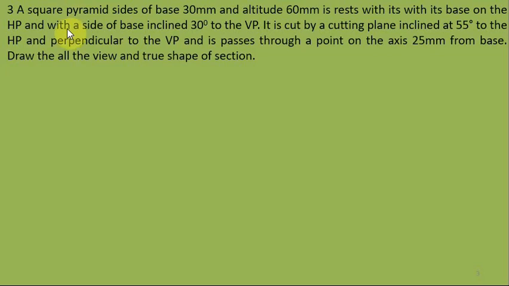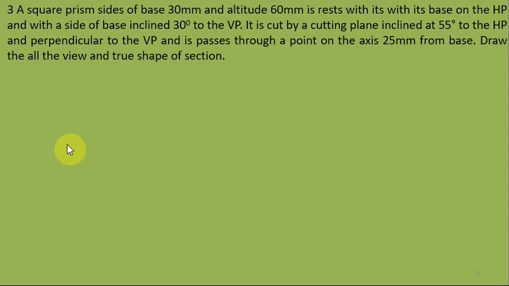So the first step, read the question and find which is the object. It's a square pyramid. Since it's the first problem, to make it simple, instead of a pyramid I made it a prism. So a square prism is there. Its base is 30 mm and height is 60 mm. It rests on its base, resting on its complete base, touching HP, such that one of its base edges is inclined 30 degrees to VP. Okay, so first we need to draw this position.